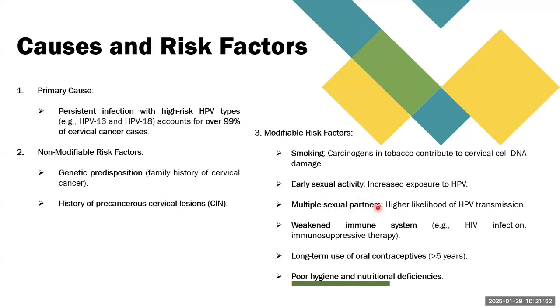Multiple sexual partners can also be a major cause for HPV transmission. Immunocompromised persons, such as those with HIV infection, recent transplants, or on immunosuppressive therapy, can also develop cervical cancer. Long-term use of oral contraceptives, more than 5 years, can also be a risk factor for cervical cancer. Poor hygiene and nutritional deficiencies can also make one susceptible to developing any kind of cancer.